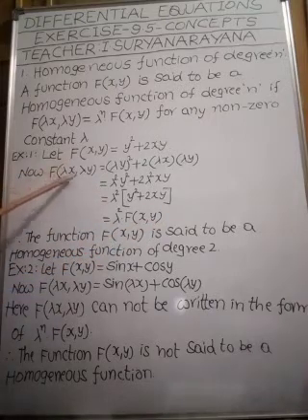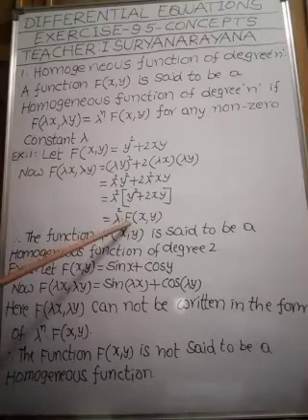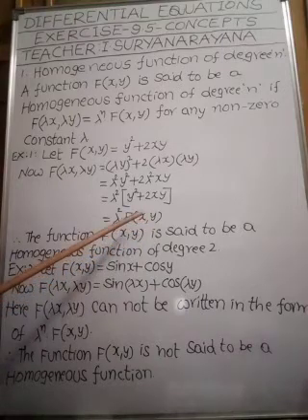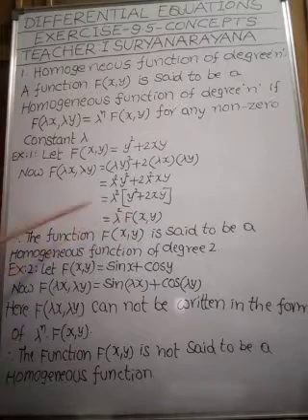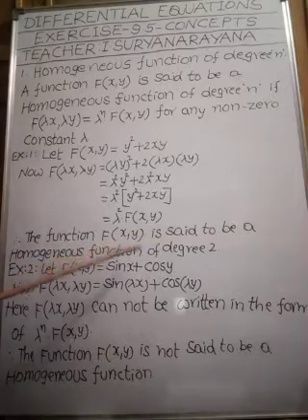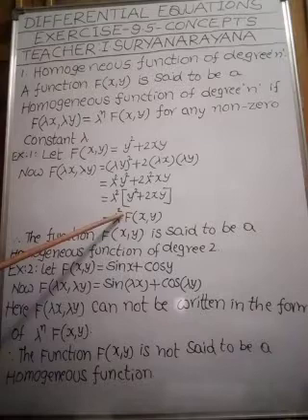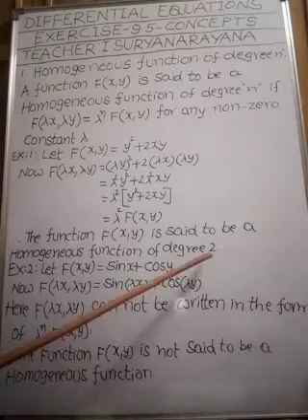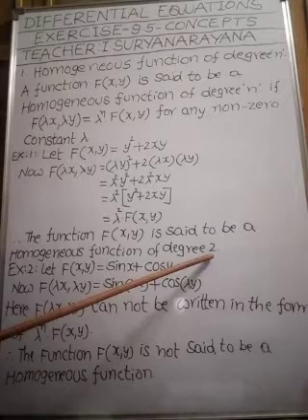So f of lambda x comma lambda y is equal to lambda square into f of x comma y. At this stage, we have to focus on the exponent of lambda. What is the exponent of lambda here? 2. So the function f of x comma y is said to be a homogeneous function of degree n based on the exponent of lambda. Here it is a homogeneous function of degree 2. Understood this point, my children?